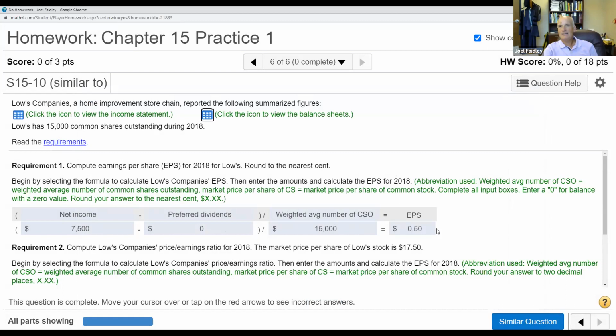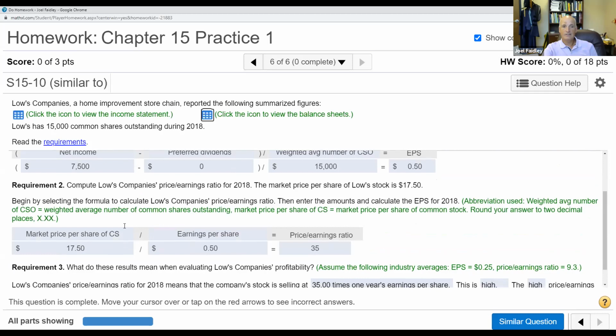So what's my PE ratio? Price earnings multiple. Well, it's going to be my market price of the stock divided by this earnings per share. And there you have it. 1750 is given, divided by 50 cents. My PE ratio is 35.